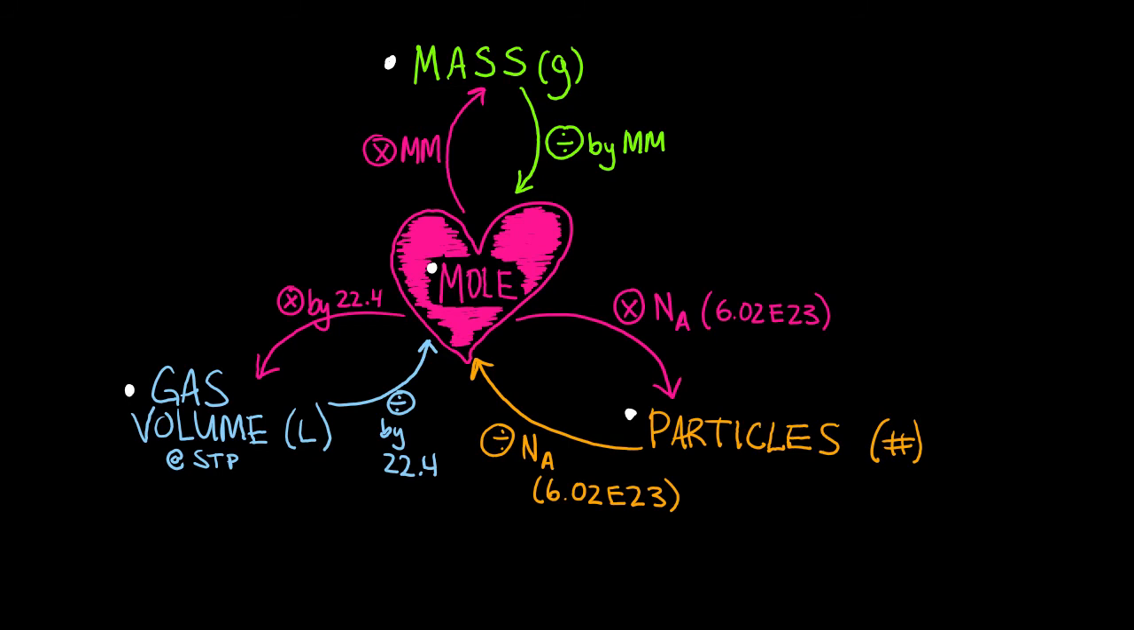Looking at the heart chart, you can see that every time you leave the heart chart, you multiply. So going from moles to anything is multiplying. Every time you go into the heart chart, going into the heart, you divide.